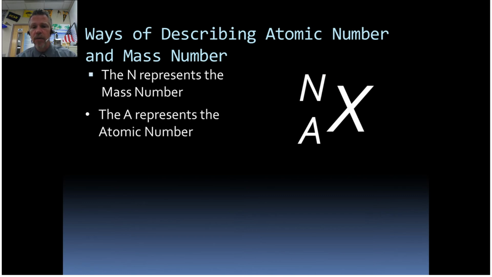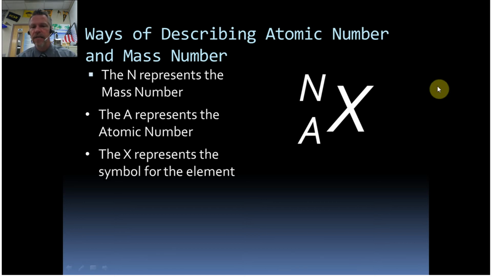The A refers, where's my cursor? There we go. The A refers to the atomic number, so that's the number of protons in the atom, in the nucleus of the atom. And then the X is the symbol for that element.